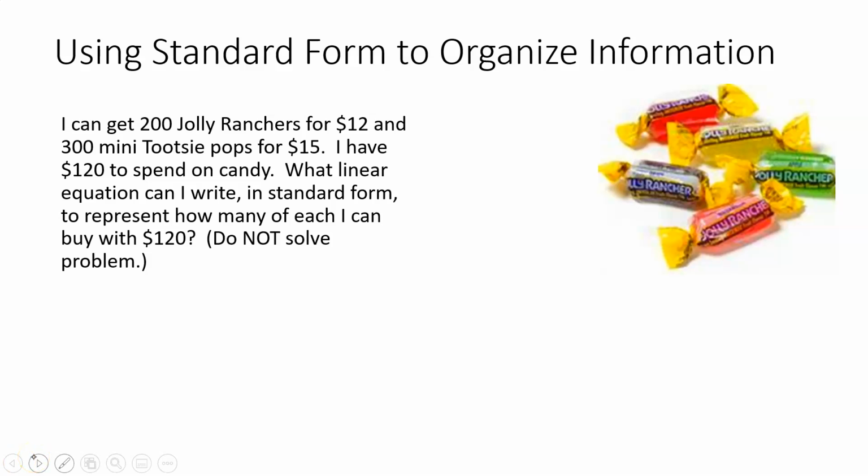Okay, so what I'm going to do for this one is I'm just going to find a unit rate. So if you have $12 and you are getting 200 Jolly Ranchers, that's about 6 cents per Jolly Rancher. If you spend $15 and you get 300 mini Tootsie Rolls, that is about 5 cents per Tootsie Roll. The Jolly Ranchers are more expensive. So your equation is simply like this.